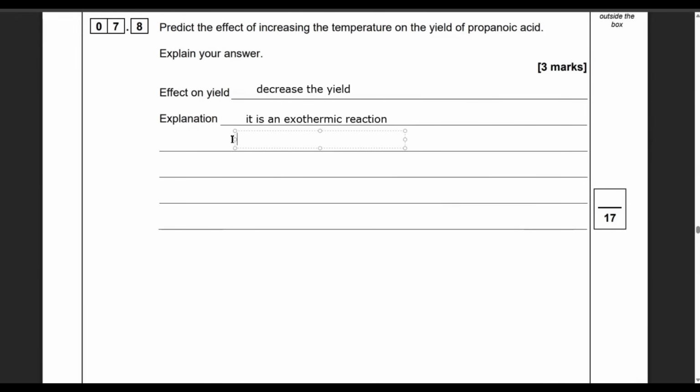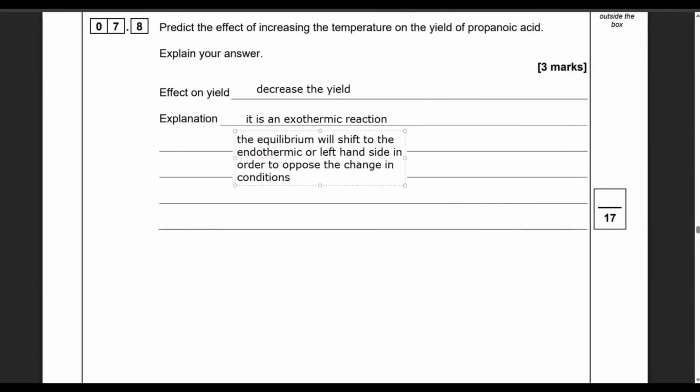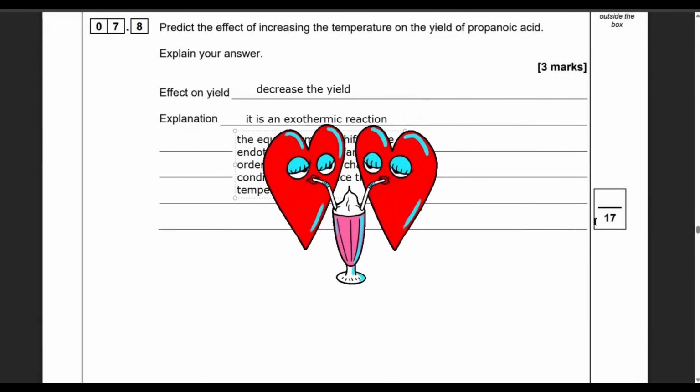But we want the full 3 marks. So we want to say, the equilibrium position will shift to oppose the changing conditions. So because you increase the temperature, the equilibrium position will shift to the left or in the reverse direction or the endothermic side of the reaction in order to oppose the increase in temperature. It wants to absorb that heat energy, therefore try and reduce the temperature back to what it was before. And there we go. That's the end of the question.